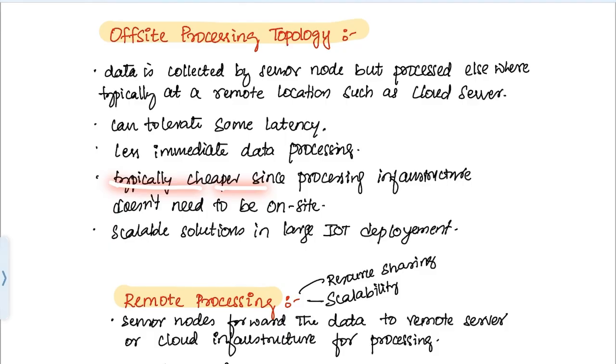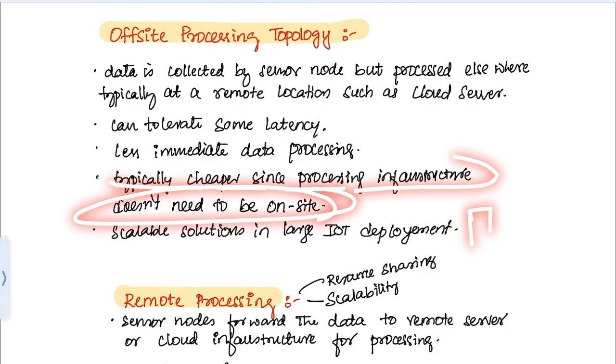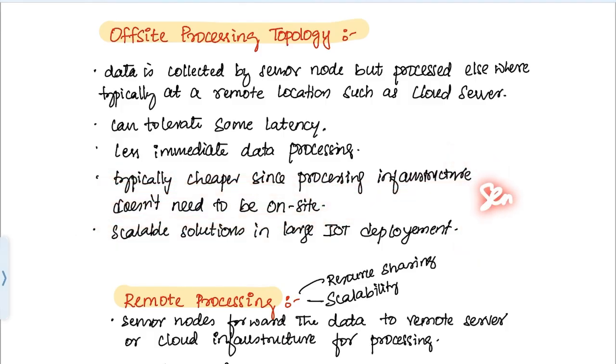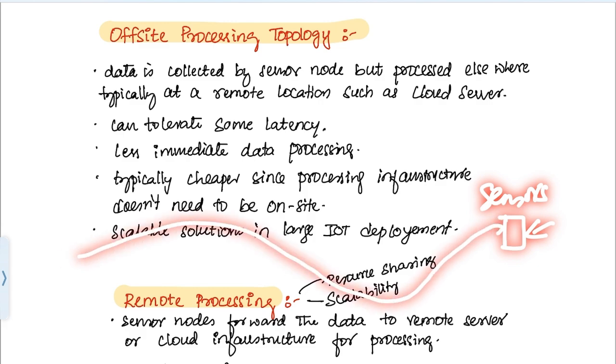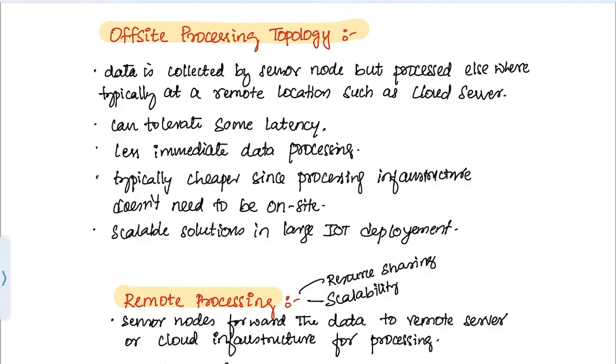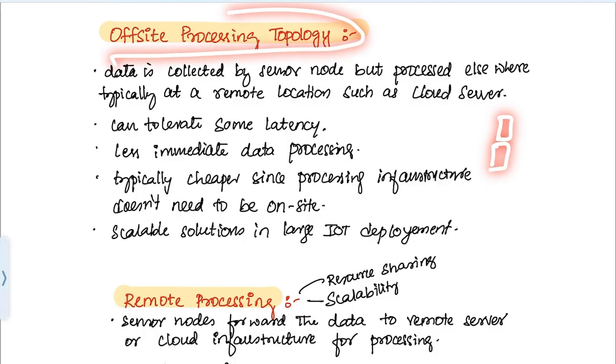So it is typically cheaper, since processing infrastructure does not need to be on site. By making use of just simple sensors which have only one function, that is to just sense, and after that sending the data to the cloud, we are saving the resources here. So we are not making use of a processing unit for each sensor. No, that is not required here. So you are saving money here. It is scalable in IoT large deployment. Speaking of large IoT systems where each sensor cannot have a processing unit, you can make use of such topology.